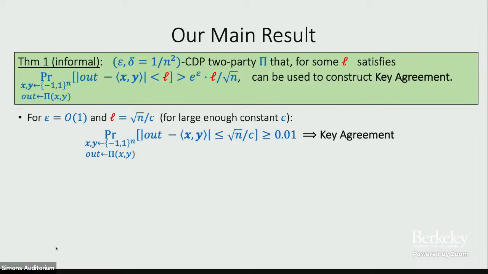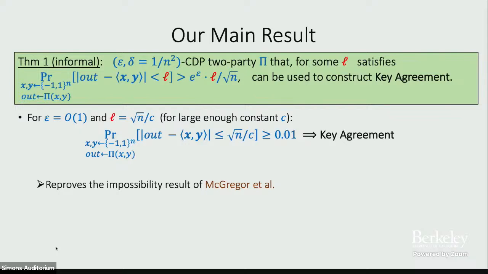So if we take epsilon to be constant and L to be square root of n over c, then we get that any protocol with accuracy, with constant probability, better than square root of n implies key agreement. Right? So this reproves the information-theoretic result. We cannot have a real differentially private protocol that has accuracy better than square root of n with high probability, because we can use such a protocol to construct key agreement.